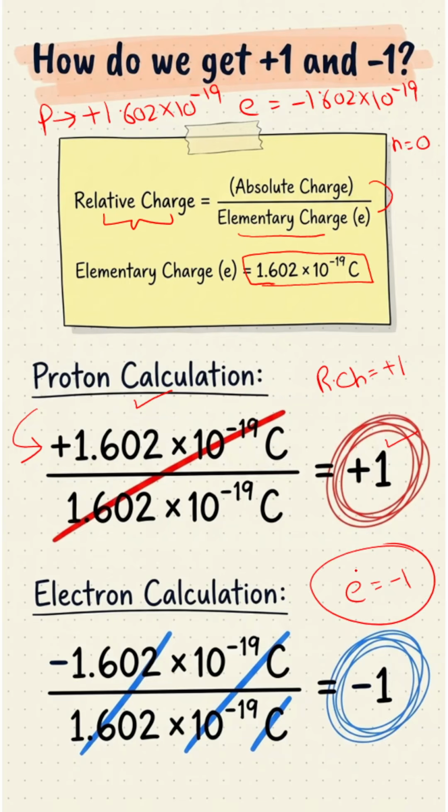When you get the value of the relative charge for the neutron, it is 0 because the absolute charge for the neutron is 0. So anything that is divided by 0 always results in the 0.